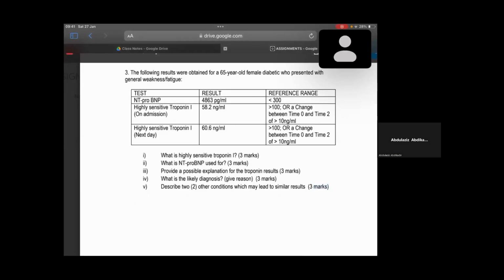So the following results were obtained from a 65-year-old female diabetic who presented with general weakness and fatigue. Remember, this one is a diabetic. So the NT-proBNP is elevated. I wanted to do this one. This question is also found in the slides, a similar one to it. The highly sensitive troponin I is 52. The highly sensitive troponin I on the next day is 60.6.